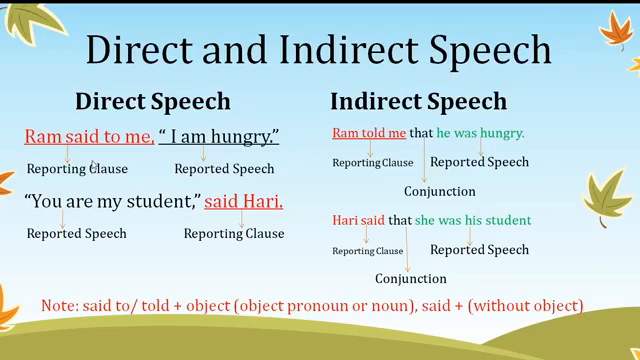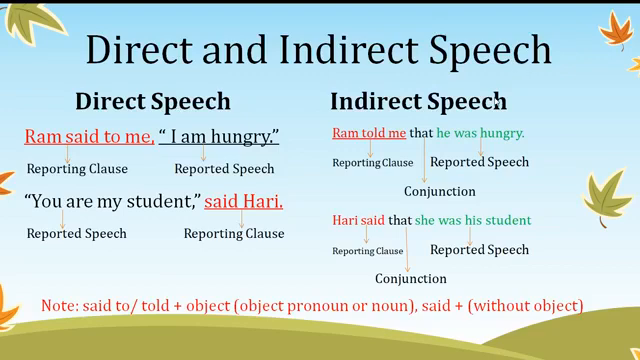Down you can go. You are my student, said Hari. Said Hari is the reporting clause. And this reporting clause and the reported speech, you are my student, which is inside the inverted commas, are separated with a comma. Okay, so what did I say to you? The reporting clause and the reported speech are separated with a comma, and the reported speech is always inside the inverted commas. These two things, if they are there, then that is the what? Direct speech. Hope you understood. It's not such a big deal for you to understand.